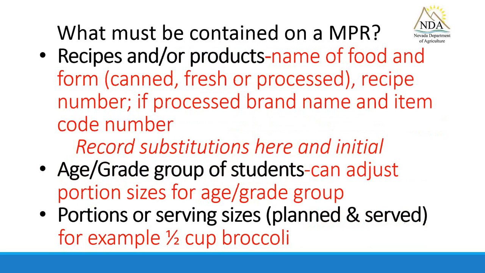The recipes and/or products. This is where you need to get very specific with the name of the food and the form. For example, is it canned, fresh, or processed? You can also list the recipe number if you're using standardized recipes, and the processed or brand name and the item code number. If you look at the products in your school food service area, you'll begin to see that each processed brand name has an item code, and this would be the place where you list that. If you have substitutions for the day or anything has changed, you could cross out the section and record that in this part and also initial.